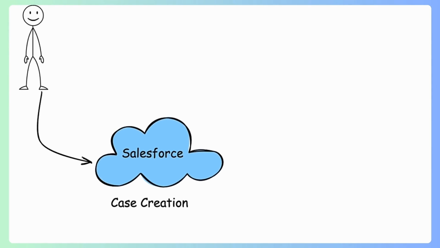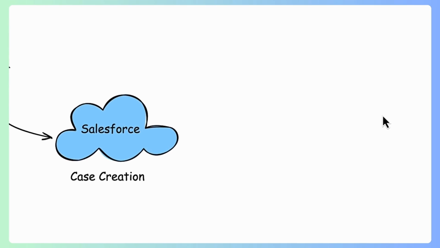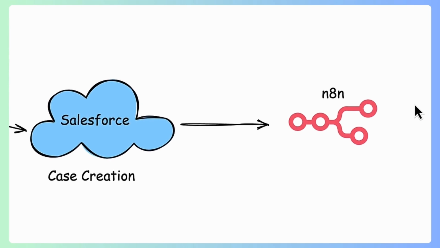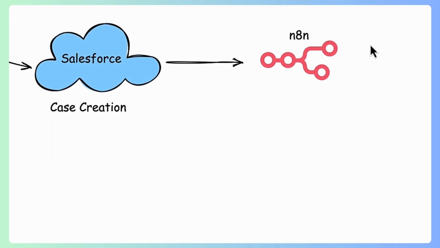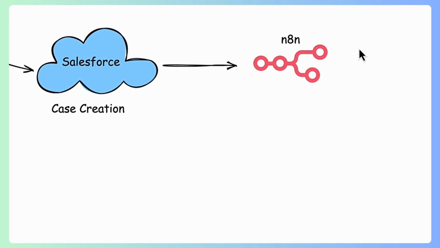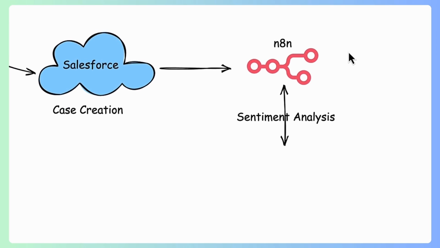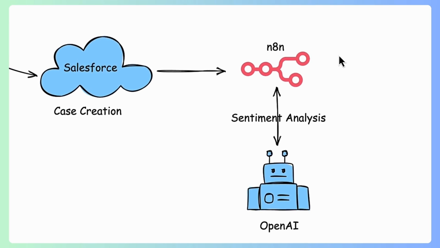So let's understand the use case before we start implementing. The use case is my user submits a case to the Salesforce, and the moment the case is created in Salesforce, it will trigger an automation in n8n. And what that automation will do, or what n8n will do, it will send a few attributes from the case record to OpenAI for the sentiment analysis. Now, what is sentiment analysis? It's all about from those attributes of the case record, OpenAI will tell me what the case is all about.